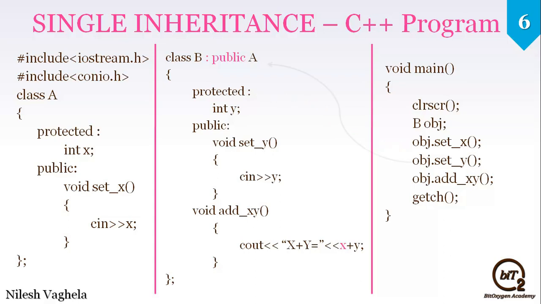Now the next line will be executed the same way. Set y will transfer the control into class B, and before going in class B, it will go to class A. But in this case, it is not finding set_y, so it will return to class B. Class B has set_y, so that function will be executed and the value of y will be stored, and then control will come back to the calling line, which is obj.setY. Same way add_xy will work.